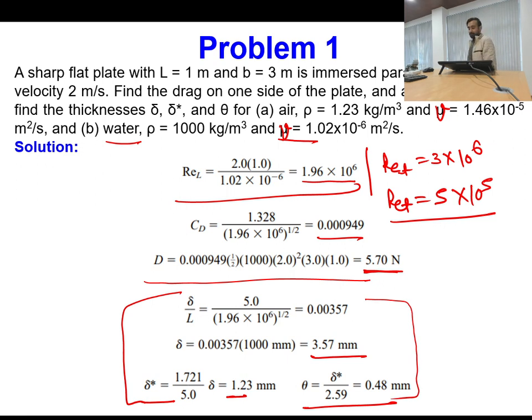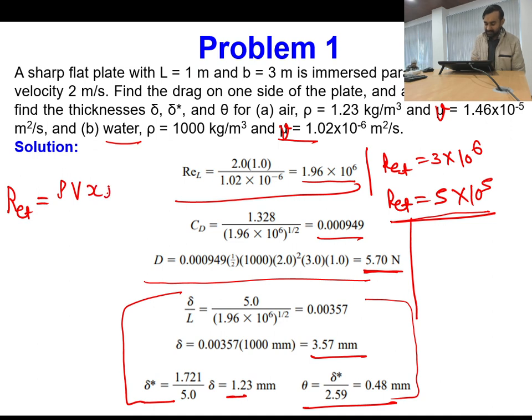One important question can also come from this point. Can you tell me how much portion of the plate is having laminar flow and how much portion is having transition and turbulent flow? This is very simple. You know this transition Reynolds number limit. You can equate it to rho v x transition divided by mu. From here you will be able to calculate x transition.